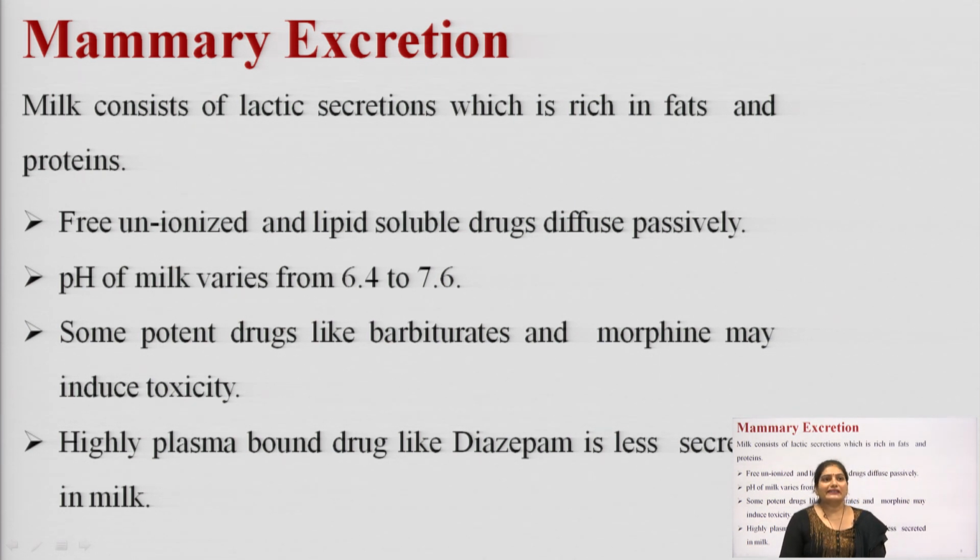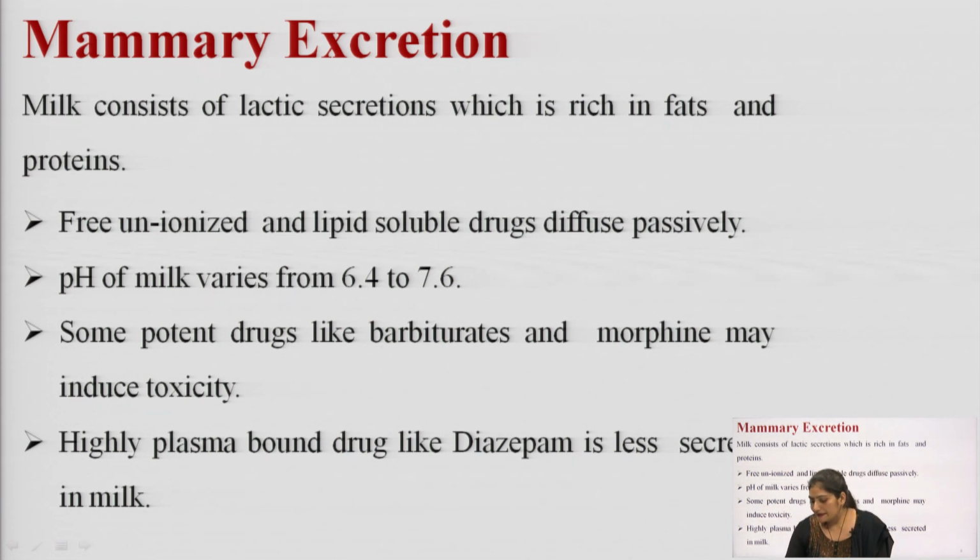Here, in case of mammary excretion, the free, unionized and lipid soluble drug can diffuse passively. The pH of the milk varies from 6.4 to 7.6. There are certain potent drugs like barbiturates and morphine that can induce the toxicity. Okay. So, if there is high plasma bound drug like diazepam, that will be less secreted in the milk, means if the drug is getting bound to the plasma protein, due to this their molecular size is increased, and due to this higher molecular size their secretion is less in the milk.